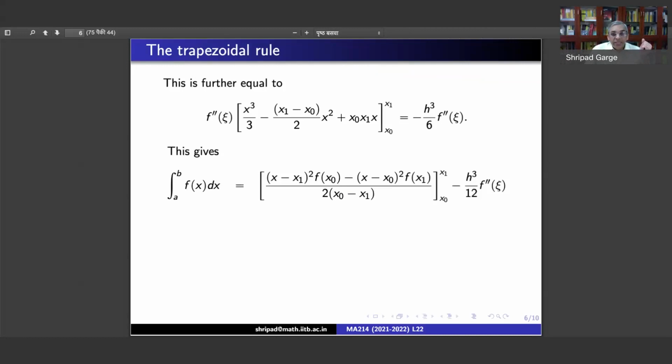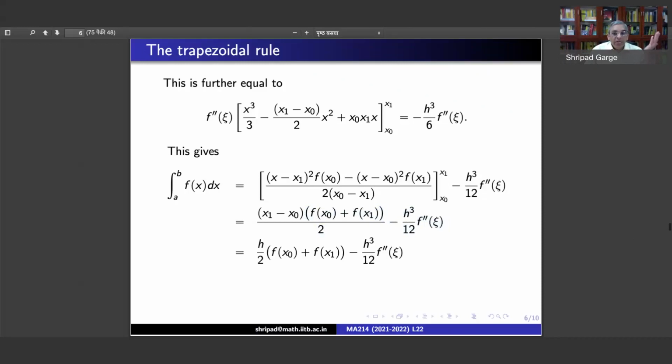And then this further simplifies to x1 minus x naught times the integral of f of x naught plus f of x1, and then by putting the values of x1 minus the lower limit, which is x naught, we observe that x1 minus x naught is simply h. So our formula becomes very simple. It is simply h by 2 times f(x naught) plus f(x1), minus h cube by 12 times the second derivative at xi.